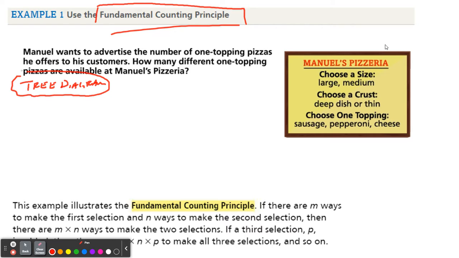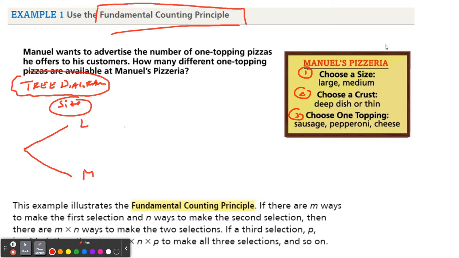You use a tree diagram when you have different choices. So I want to build a pizza. There are 3 choices: there's size, there's crust, and there's the topping. Your first choice is the size. We start with a dot right there, and we have 2 sizes. I'm going to go big with this branch. We have a large and a medium. This is the size choice.